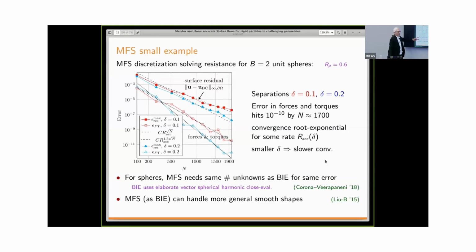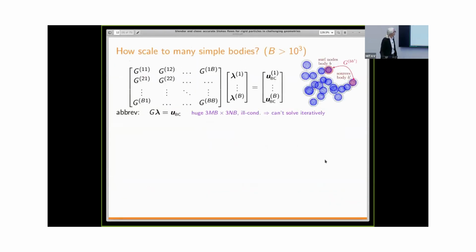And you can ask, how does this compare against boundary integral equations? It's essentially exactly the same number of unknowns. For spheres, with boundary integral, if you want to evaluate close, you have to use elaborate vector spherical harmonic reprojection. So this is quite convenient, and it can also handle more general shapes. I'll show you one other shape later. But it can't handle any shape. It's limited by your ability to pick a good set of those proxy sources. So for spheres, it's great, and it's very easy to code.